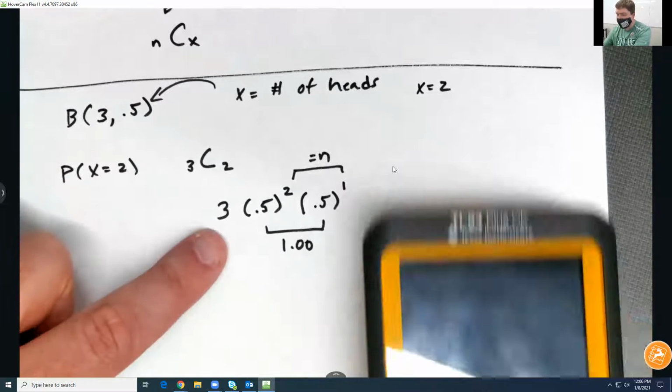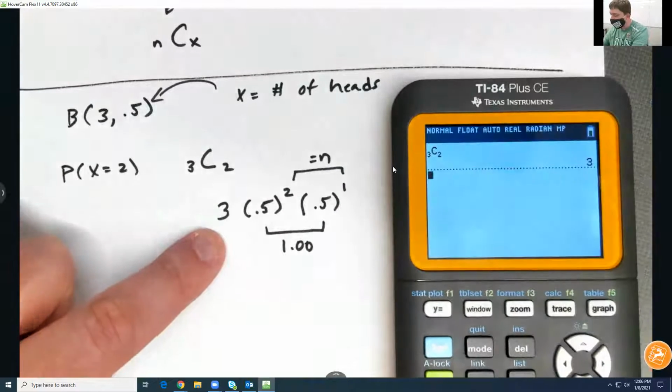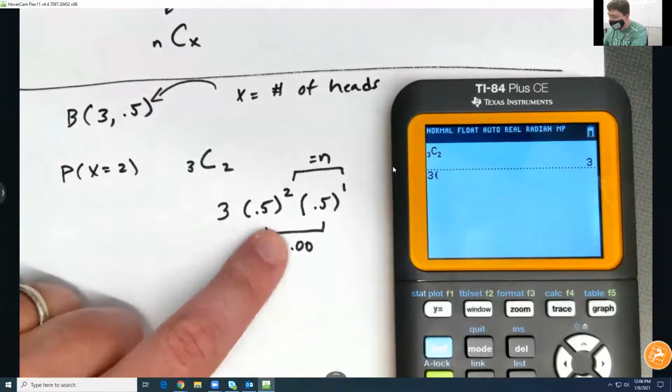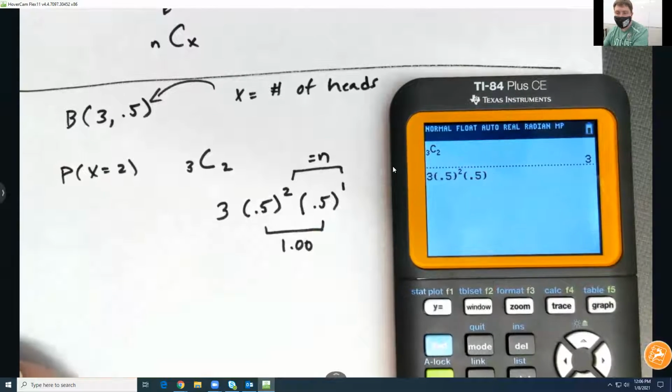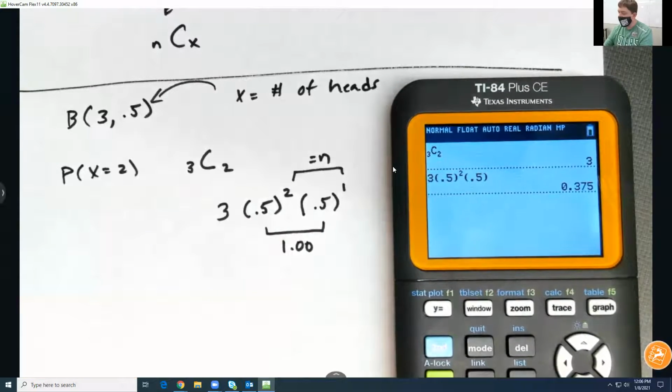All right, so you can multiply all of these straight across in the calculator. Again, I'm showing you guys the long way, but just so you kind of know what's going on behind the scenes. 3 times 0.5 to the second power times 0.5. I don't have to do it to the first power. It's the same thing. There's my answer.